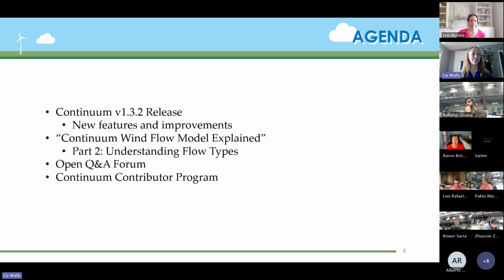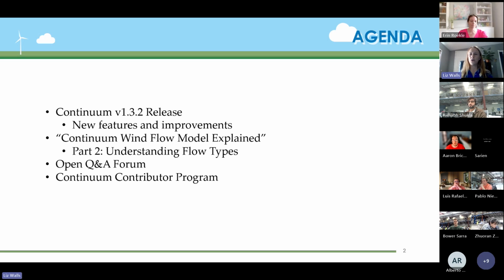with the new features. And then after that, we will jump into the heart of the presentation today, and that is part 2 of 6 of the lecture series entitled Continuum Wind Flow Model Explained. And so in this session, we will expand upon some of the concepts that we talked about last time, mainly terrain exposure, and how that translates into flow types and how the base equation for the Continuum wind flow model was derived.